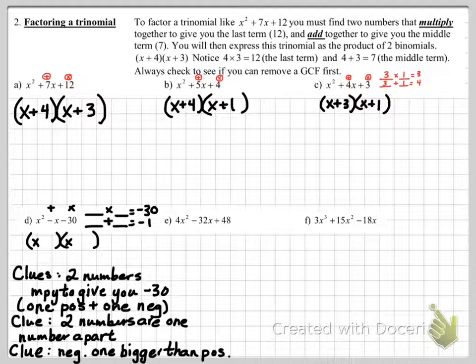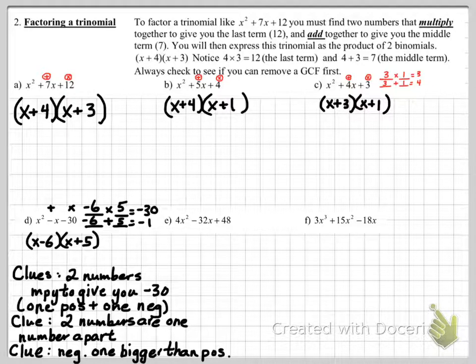I hope you can see that 6 times 5 is 30, and that the negative 6 times a positive 5 will also add up to negative 1. So in one of these brackets I'm going to put x minus 6, and in the other one I'm going to put x plus 5.